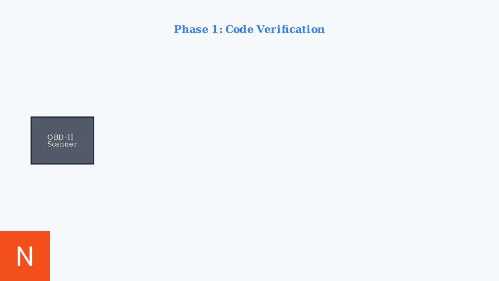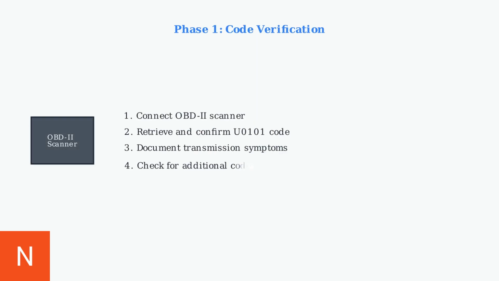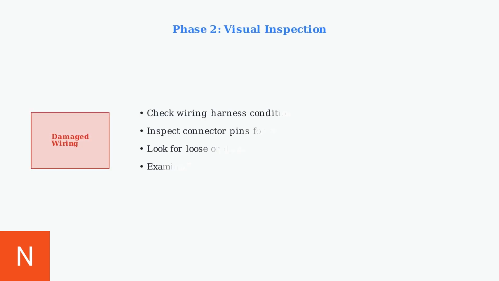Diagnosing the U0101 code requires a systematic approach, starting with proper verification. The first step is confirming the code using a professional OBD2 scanner. Next, perform a thorough visual inspection. Look for obvious wiring damage, corrosion, or loose connections that could interrupt communication between modules.